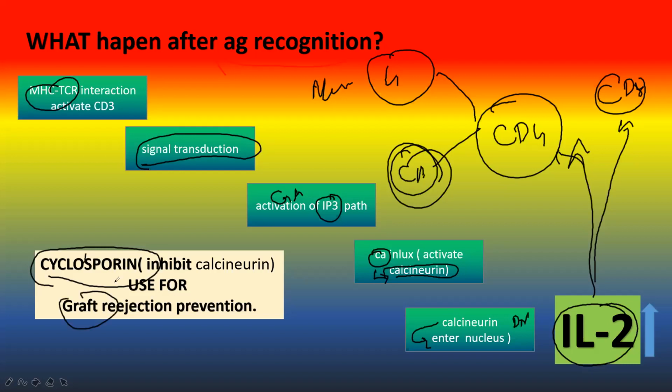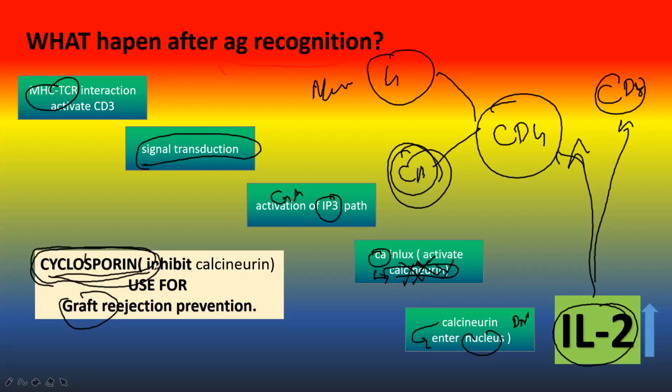Calcium activates which thing? Calcineurin. Calcineurin gives message to DNA to produce interleukin-2 for full activation. What we do here? Cyclosporin blocks this calcineurin. So no message going to DNA, no activation, no rejection. To prevent graft rejection, we're using cyclosporin, okay?